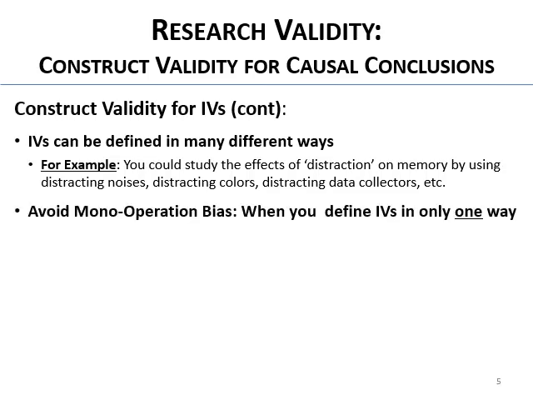But whatever you do, you want to make sure you avoid mono-operation bias. So mono-operation bias is when you define your IVs in only one way. What does that mean?